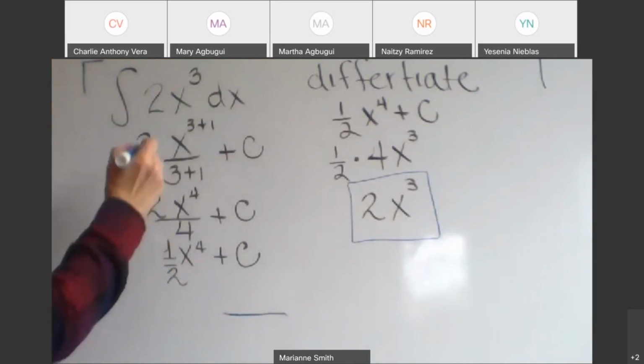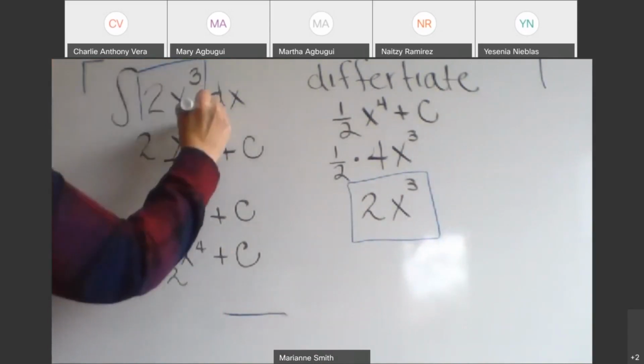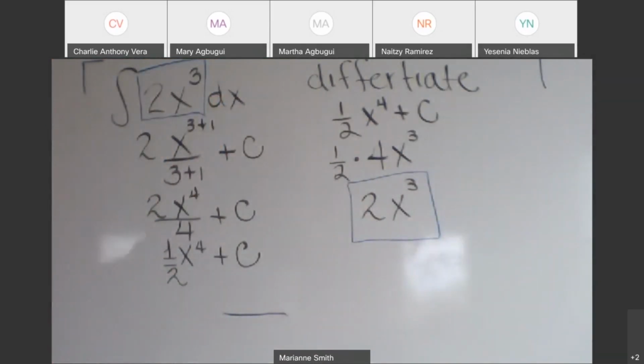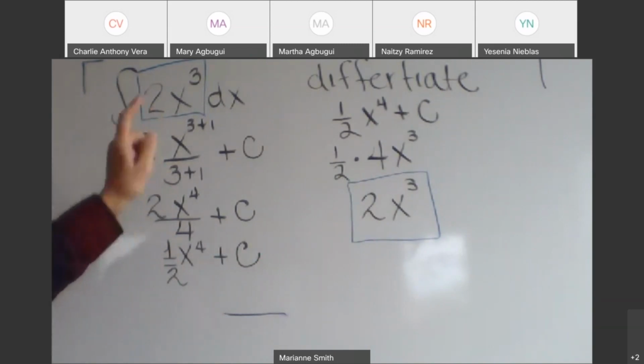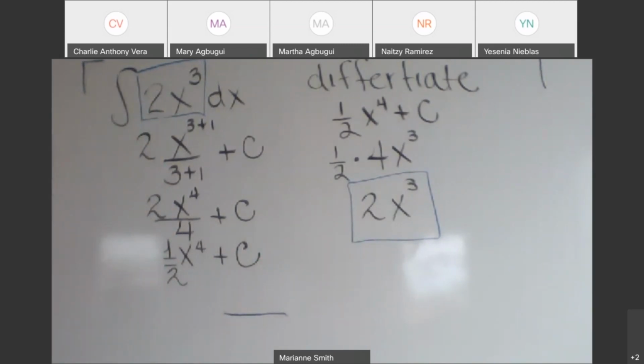So what you want to notice is this value here that I got out of the differentiation is the same as this value up here. So I'm showing you that one process actually does undo the other. Okay. So one way to check an integration is to differentiate it back again and see that you get the integrand that you started with.